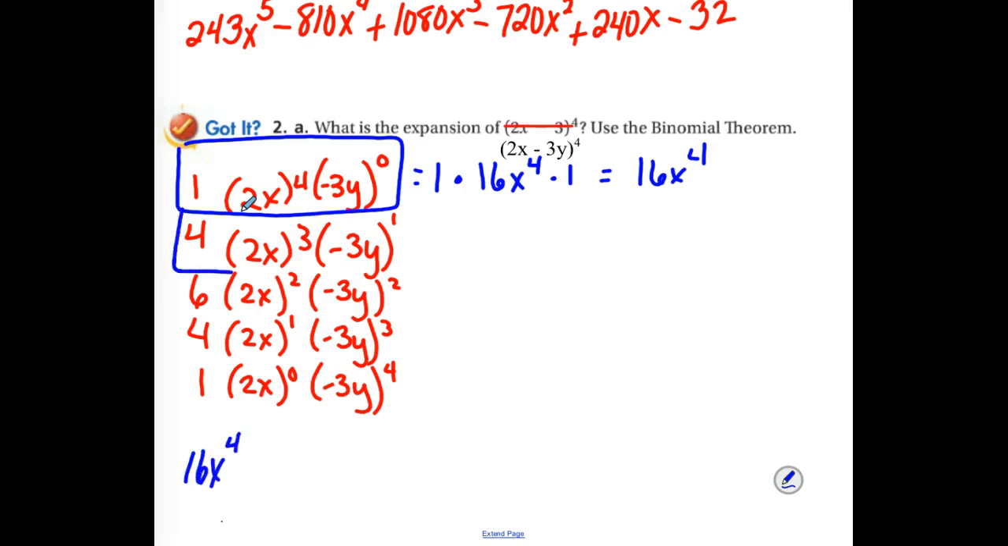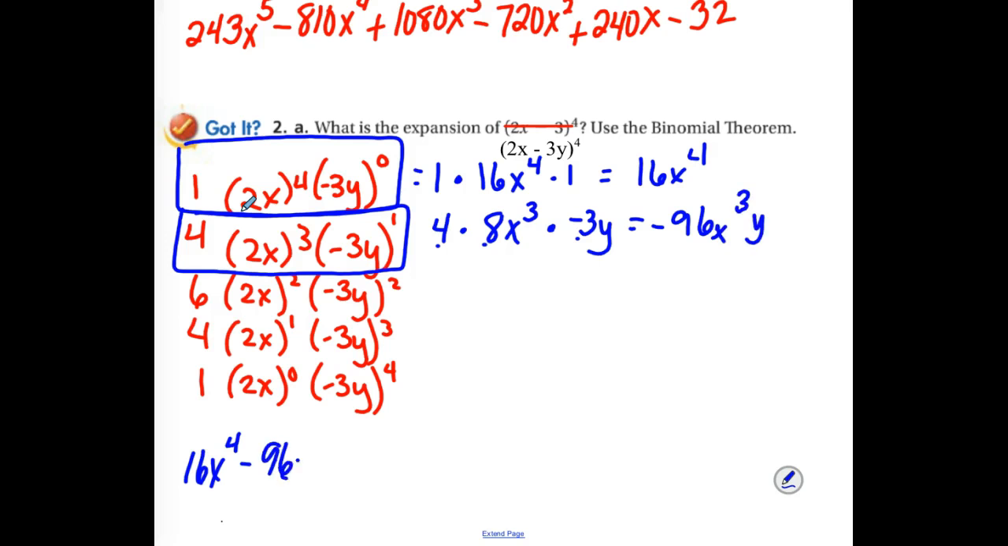My next row, I have a 4 times 2x cubed. 2 cubed is 8. Negative 3y to the first is negative 3y. Those pieces need to get multiplied together. What's 4 times 8 times negative 3? Negative 96. Then your x's, we have an x to the 3rd, and we have a y to the 1st. So negative 96x cubed y is my next term.